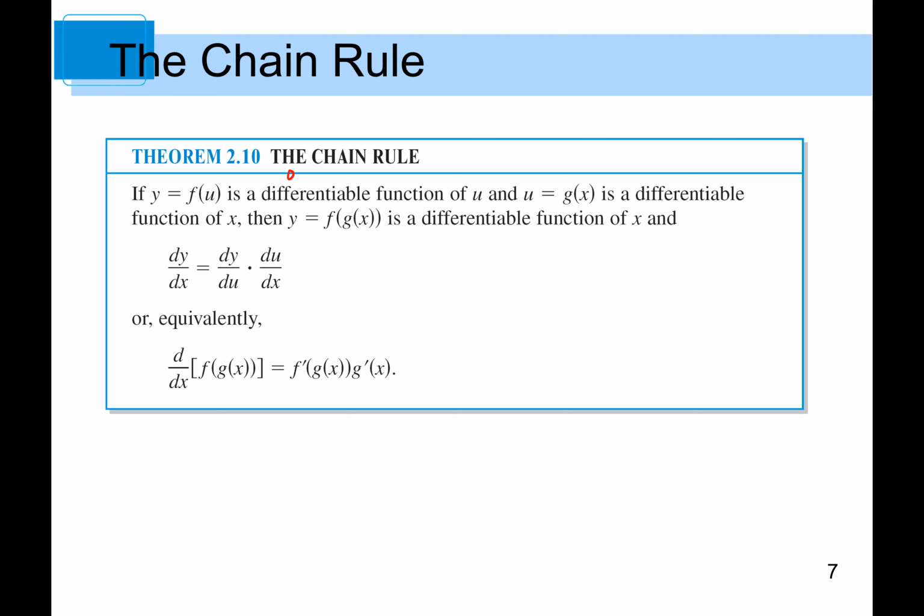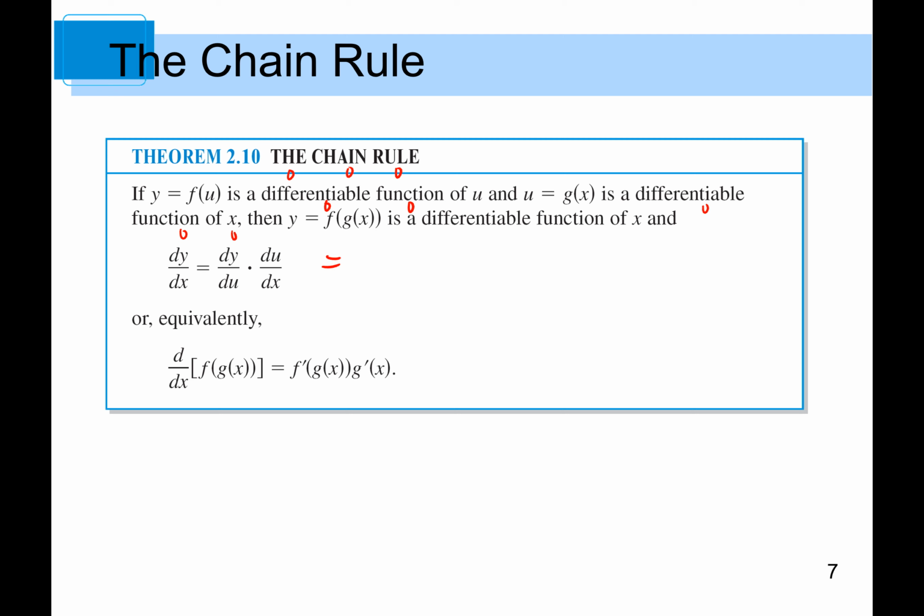Let's take a look at the chain rule and the theorem about the chain rule. If y equals f of u is a differentiable function, so this is always the assumption of u, and u equals g of x is a differentiable function of x, then y equals f of g of x is a differentiable function of x, and dy over dx equals dy over du times du over dx.